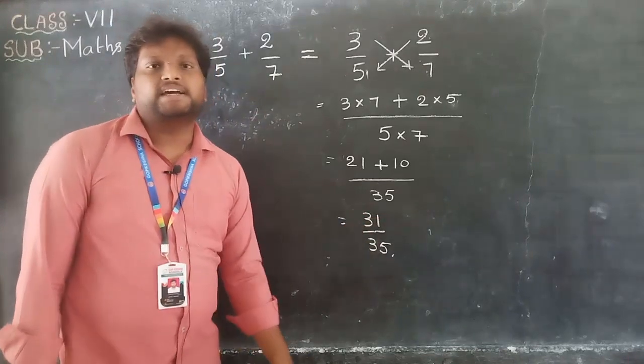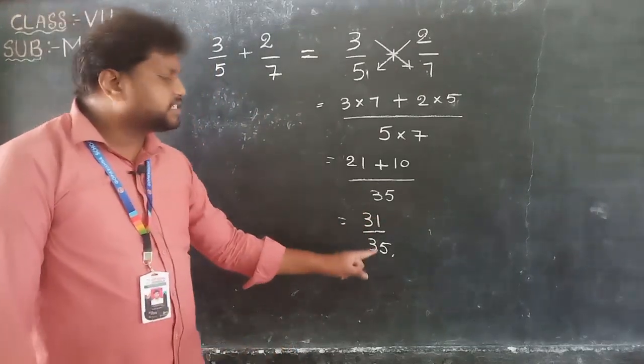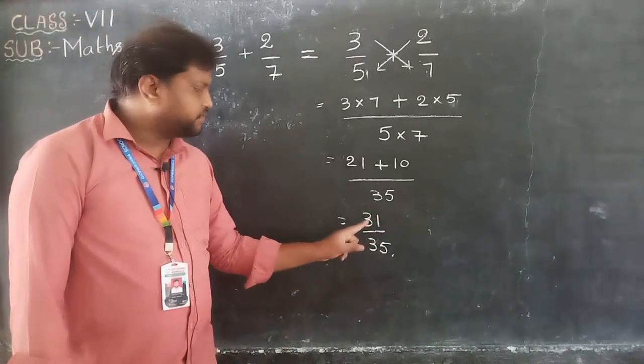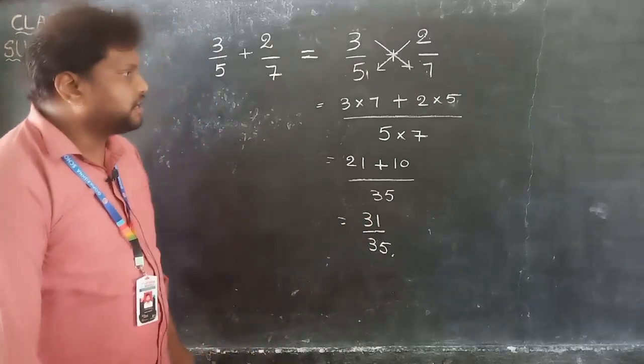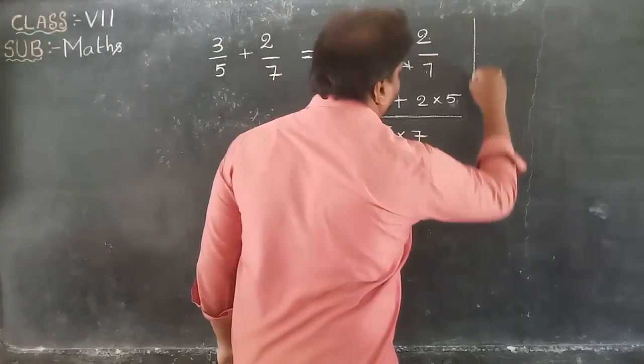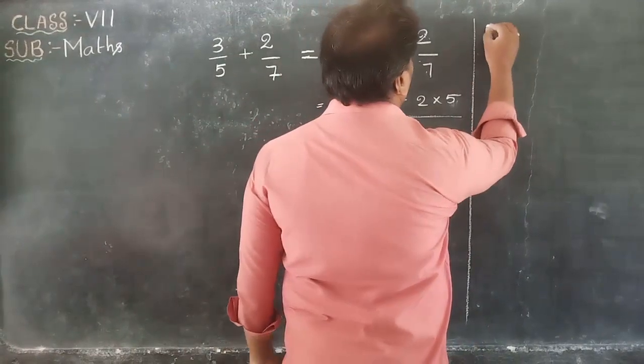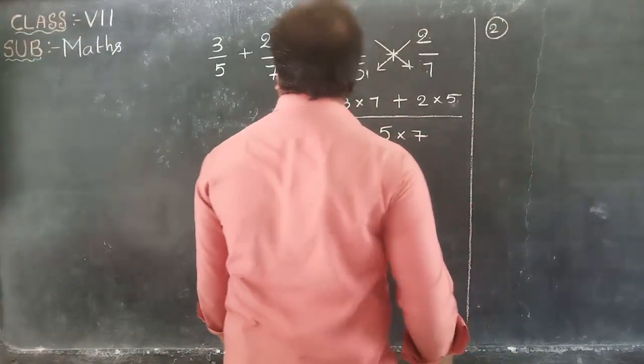31 by 35 is the standard form. Why? Because cancellation is not possible. That's why 31 by 35 is the standard form. Okay, one more problem I will explain.